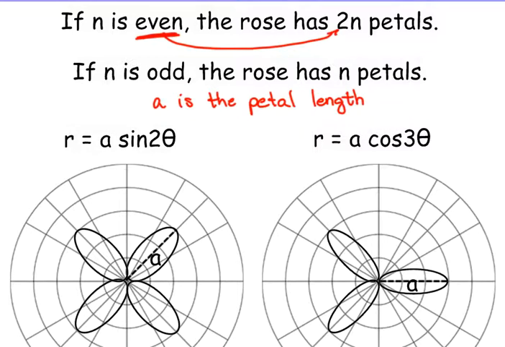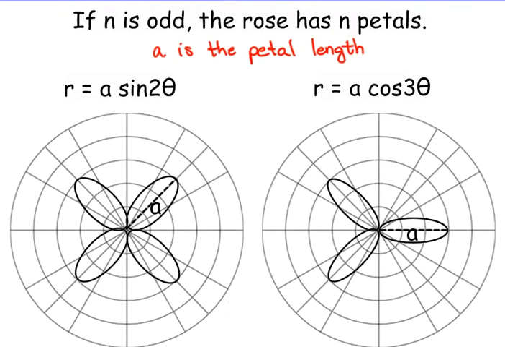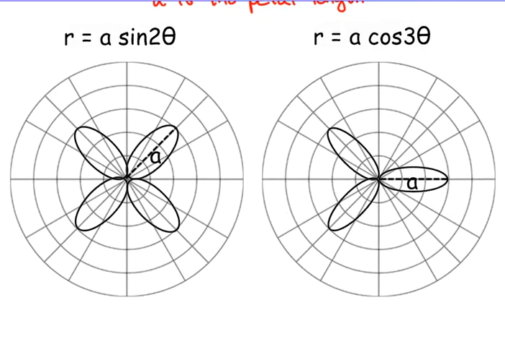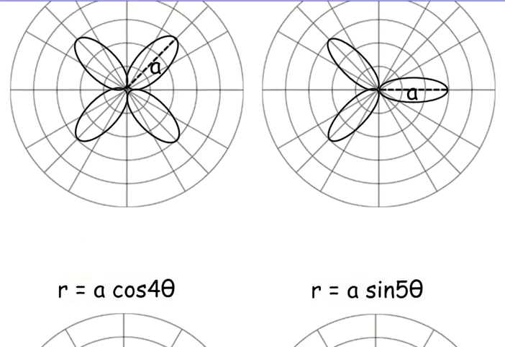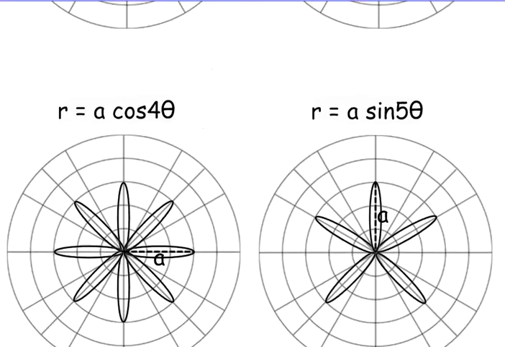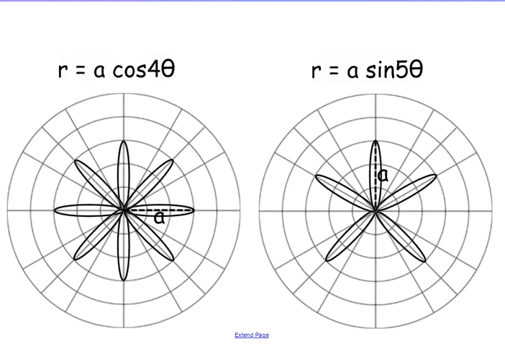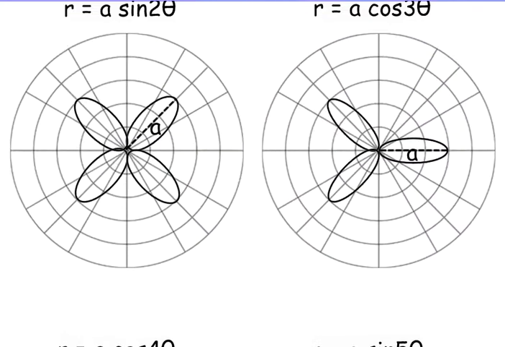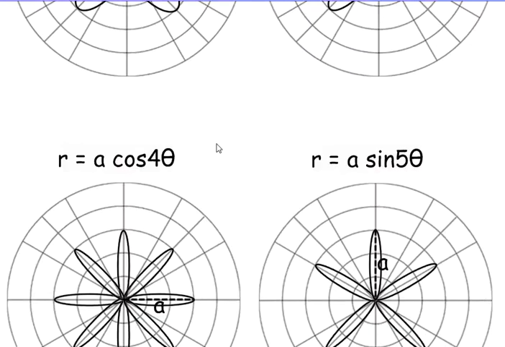Now, seeing that petal length may be a little bit harder unless you put your graph in polar mode. If you put the polar axis on there, it's pretty easy to see that petal length because you can see the radii. And you can see how these are oriented based on sine versus cosine. And I just tried to give a couple of different examples with 2, 3, 4, and 5 theta there.